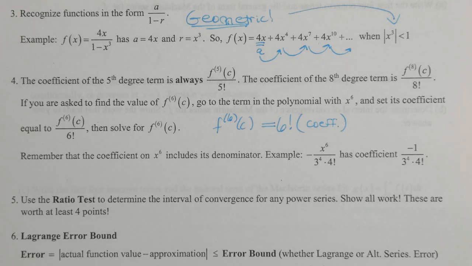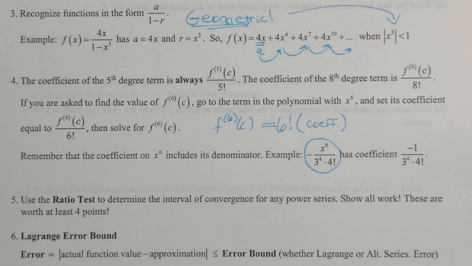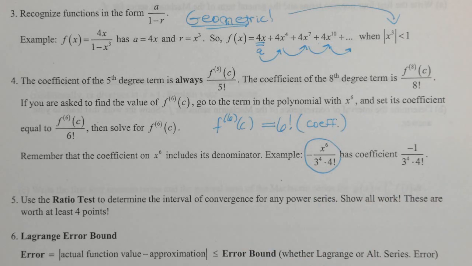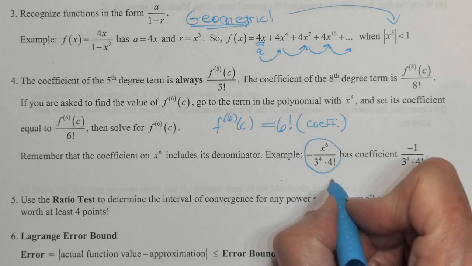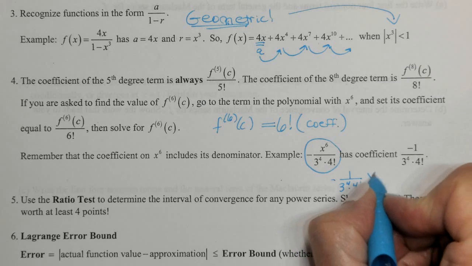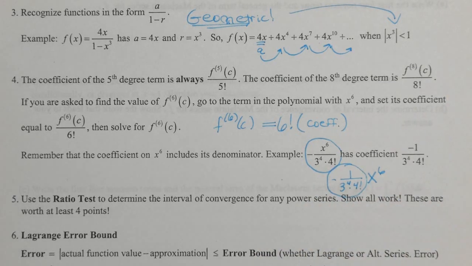Okay? All right. You guys, what's the coefficient of this? Okay, the coefficient of that is not negative 1. It's not a 1 or a negative 1. It is negative 1 over the denominator. You can write this as negative 1 over 3 to the 4th times 4 factorial, times x to the 6th. This is the coefficient.